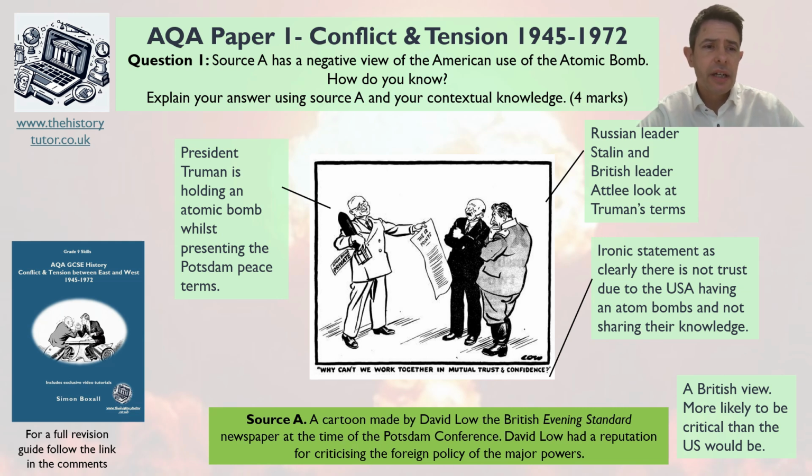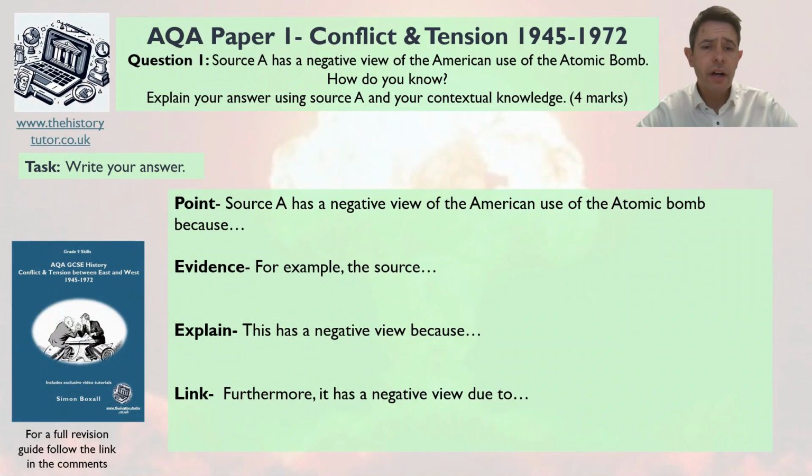So how are we going to turn this into an idea? The message is that clearly it's critical because it's suggesting that Truman is using the atomic bomb to lead his diplomacy, and this is obviously going to upset Stalin and to some extent Attlee. So how do we turn this into an answer? Here's the writing frame for what we should do. Source A has a negative view of the American use of the atomic bomb because. So we need to finish that sentence with our message of the source, how it has a negative view.